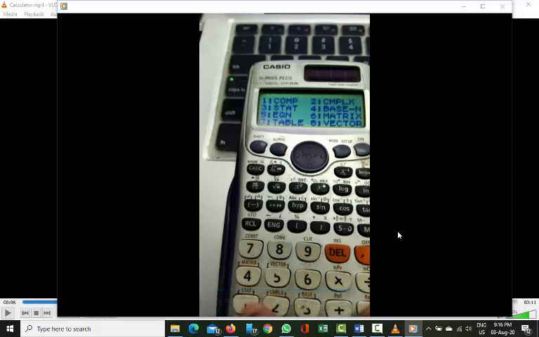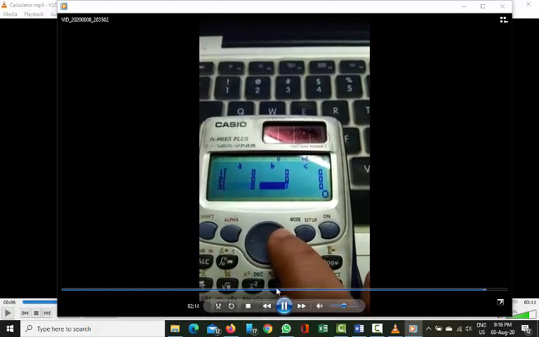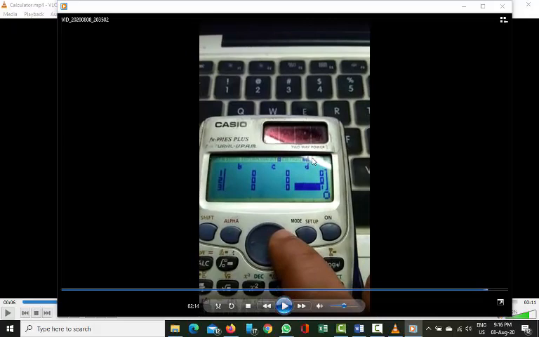After you type a value, press equal to input that value. The cursor will move to the next cell, and then you type the value and press equal again. In that way, you should input all the values in those columns and rows. After you input all the values, press equal.